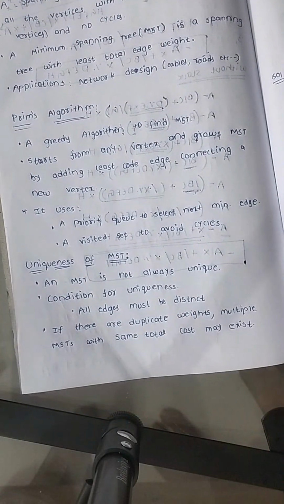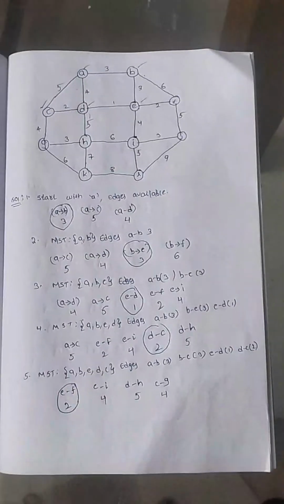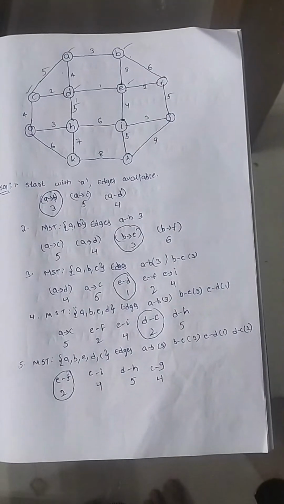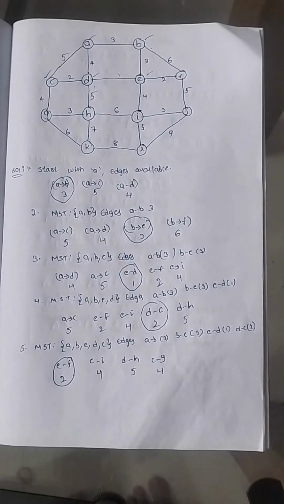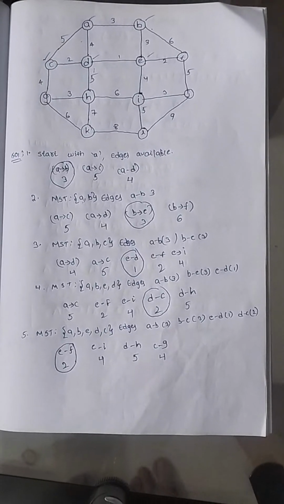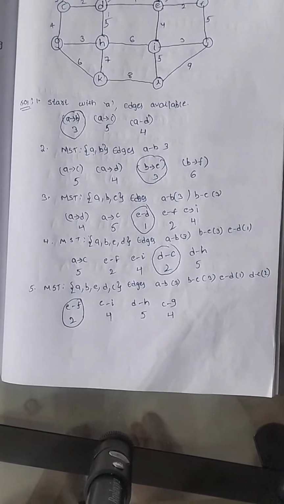Okay, Prince. I can't explain it in a short way, but I will explain the topic, the concept. So Naresh bro, I am just explaining the normal concept. It starts from only one vertex and grows the MST, minimum spanning tree.